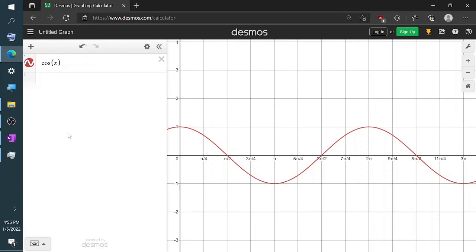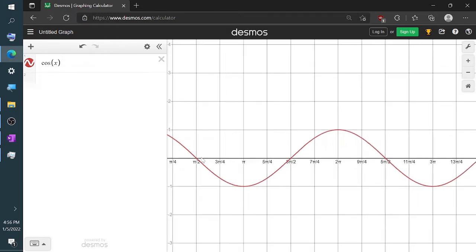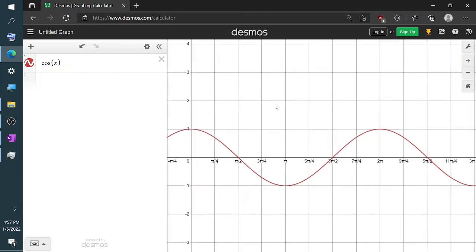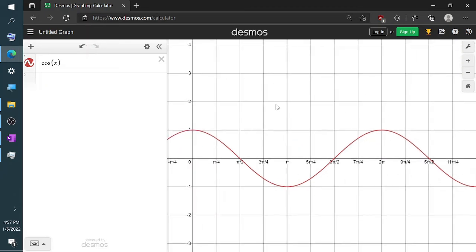Because of this property, cosine outputs exactly the same value at coterminal angles. So if you start at 0 and then you go 2 pi units to the next coterminal angle, the outputs of cosine will be exactly the same. If you go from pi over 2 to its next coterminal brother, 5 pi over 2, again, cosine is doing exactly the same thing. So you'll see the graph repeat every 2 pi units.